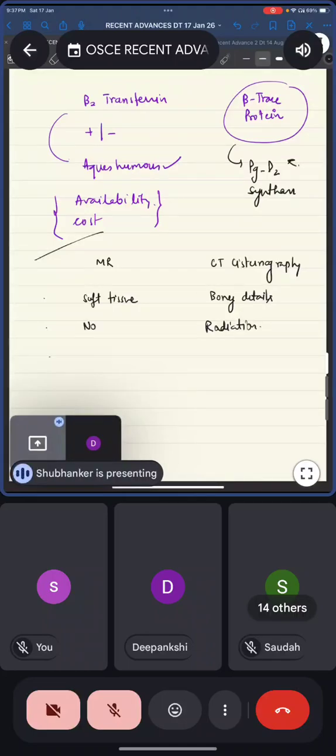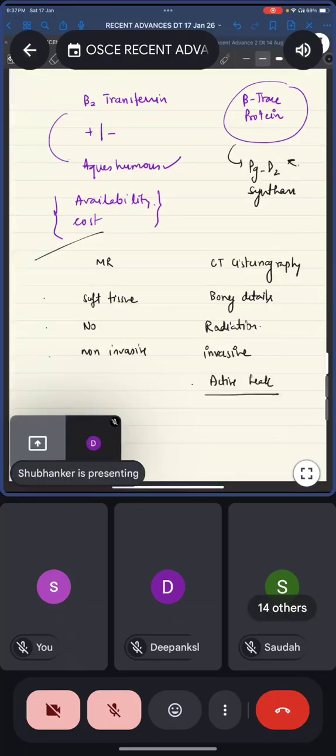Third, CT cystoscopy is an invasive procedure. This is a non-invasive procedure. And the fourth thing, which is pertinent for this, is that CT cystoscopy requires an active leak. Whereas in MRI this is not an essential requirement. Active leak means that the CSF rhinorrhea is currently occurring at the time when this test is being performed. Not essential. So these 4 points you have to remember.